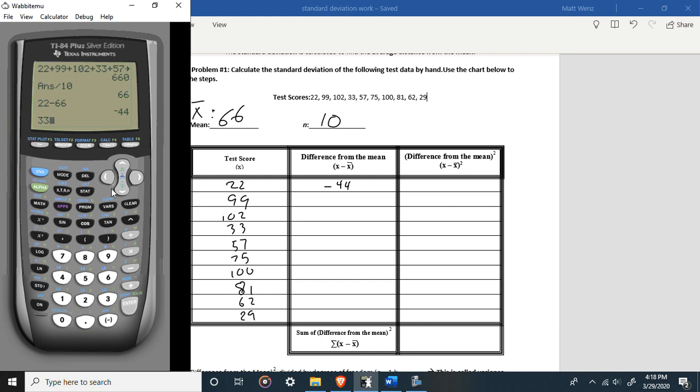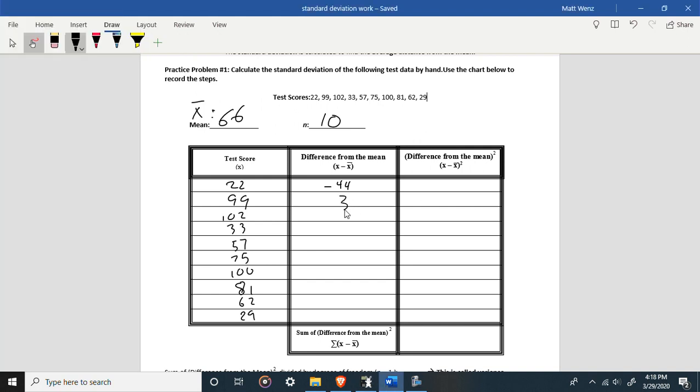We're going to say 66 minus 99. I'm sorry, I messed up again. 99 minus 66. It doesn't matter. So again, how far is this? It's 33. All the sign is telling you whether it's bigger or smaller, okay?